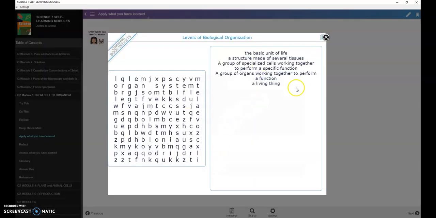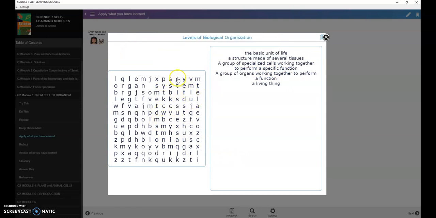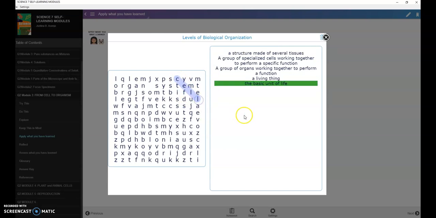Click lang ang picture. So, the basic unit of life. So, you have to look for, just highlight the word that you can see. Then a living thing. Right, so maubos ang oras natin dito kasi hindi ako masyadong expert sa paghahanap ng mga hahanapin.